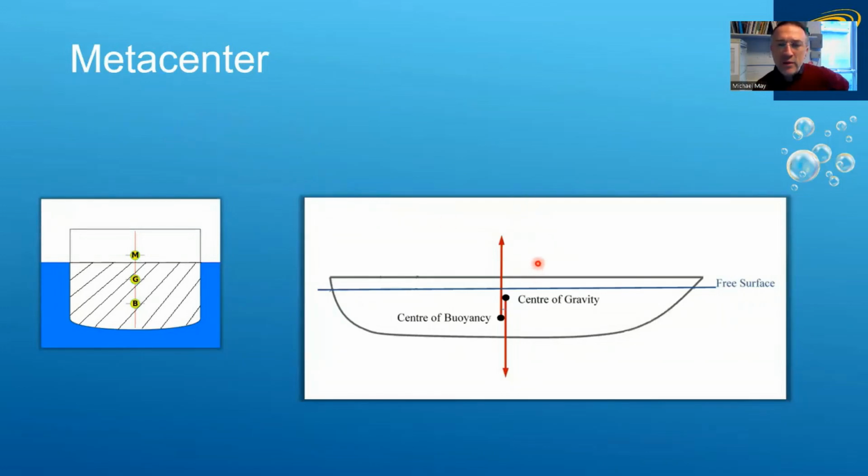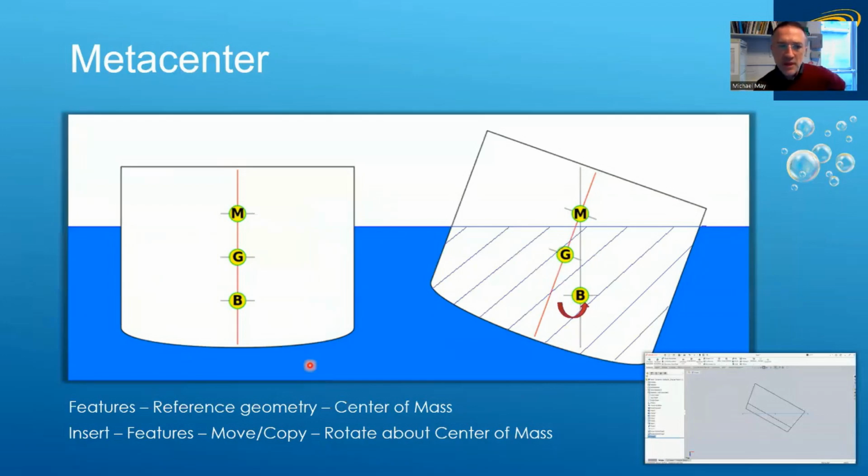Okay, so what we have now is the weight of the boat acting downwards through the center of gravity. That is supported or kept up by a buoyancy force acting through the center of buoyancy to keep the boat at that position in the water. So what happens if we were to tilt the boat right or left? Well, that's where the metacenter comes into play. So what you do is you tilt your boat 30 degrees to the right or to the left.